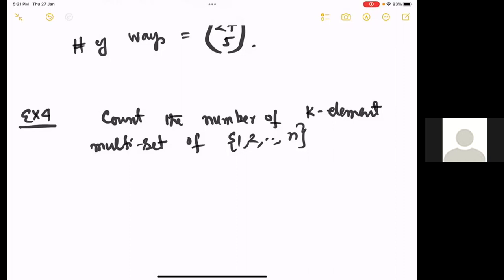So what is a multiset? Multiset means the elements can repeat. For example, this set, let's say 1, 1, 3. This is a multiset. It's a 3-element multiset. So how do you attack such problems?